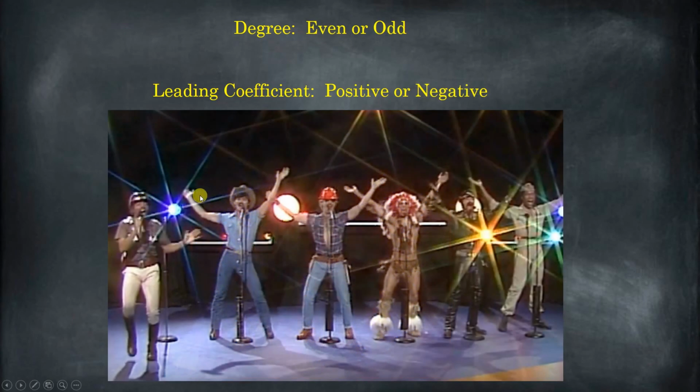What if it was the Village People doing the YMCA song? What would these graphs possibly be? The degree even or odd? Coefficient, positive or negative, leading coefficient. Well, since they're going the same direction both ways, that means that it's not odd. It's going to be even. And since they're going up, it's positive.